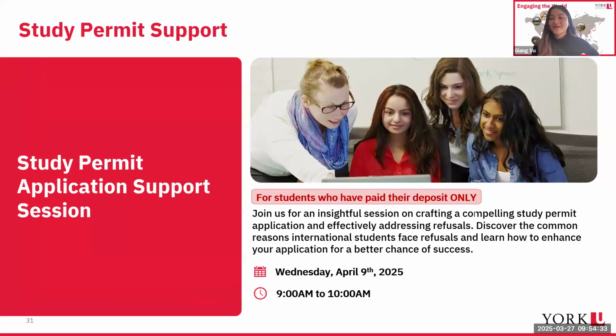Join us for a quick and helpful session on the study permit application at 9 a.m. on April 9th, where we'll cover common reasons for refusals and share tips to make your application stronger. Once you pay your deposit and receive your provisional attestation letter, you will get an email with a link to a calendar to sign up for the study permit support session. Please note that this session is designed only for students who have already paid their deposit. If you haven't yet, it's a great time to take that step and secure your spot.